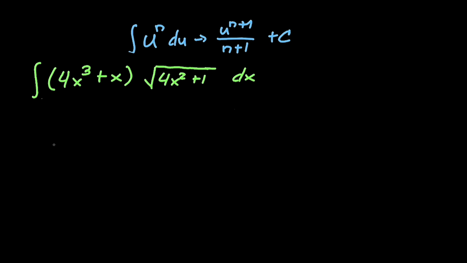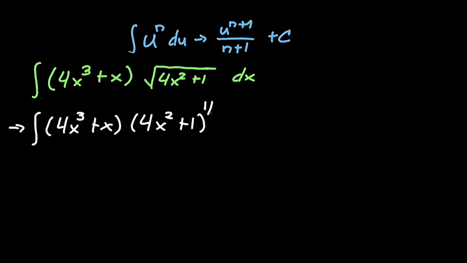Let's try this integral. 4x cubed plus x multiplied by the square root of 4x squared plus 1 dx. Now, first, before you use the u substitution, you must first simplify this expression. So it will be the integral of 4x raised to the power of 3 plus x multiplied by the other term for square root, which is raised to the power of 1/2. Square root of x is equal to x raised to the power of 1/2.